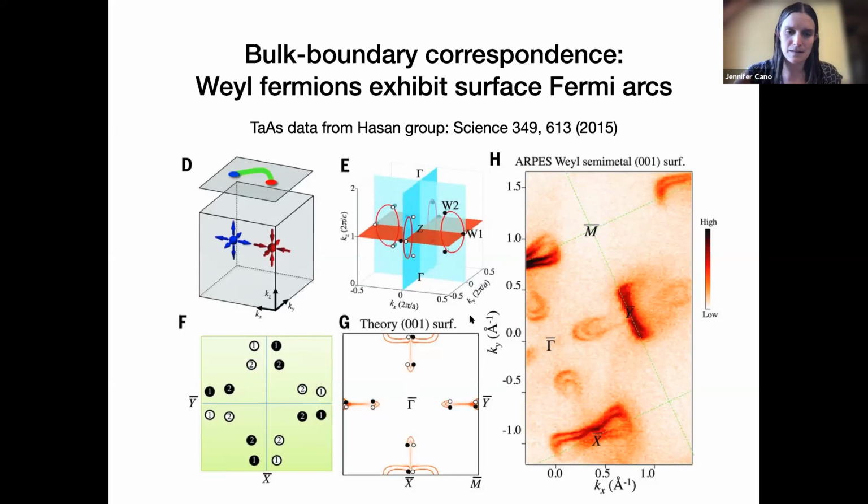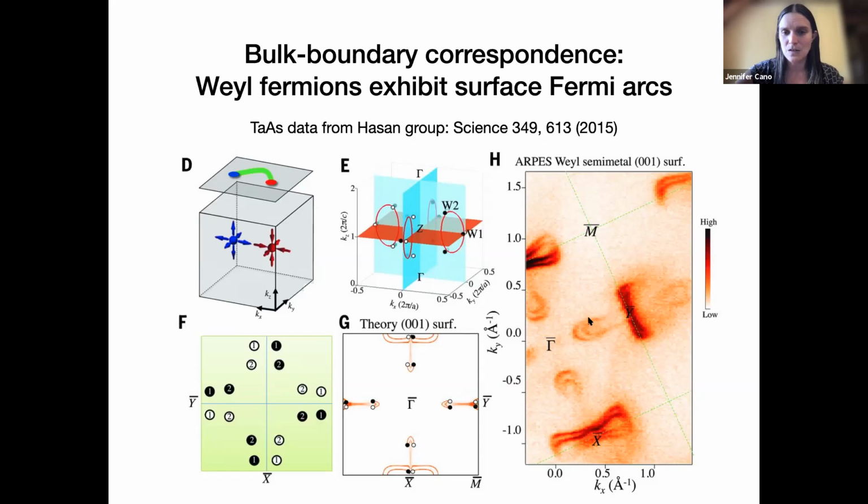So on this right-hand side, this is a theory calculation of what the surface would look like. These black and white dots are still here. And you can see that these Fermi arcs are actually these little tiny arcs, which are connecting 2 Weyl points. And there's 2 of them because these 2 Weyl points have a charge of 2. That's the theory calculation. So still, the data is even a little bit less clear.